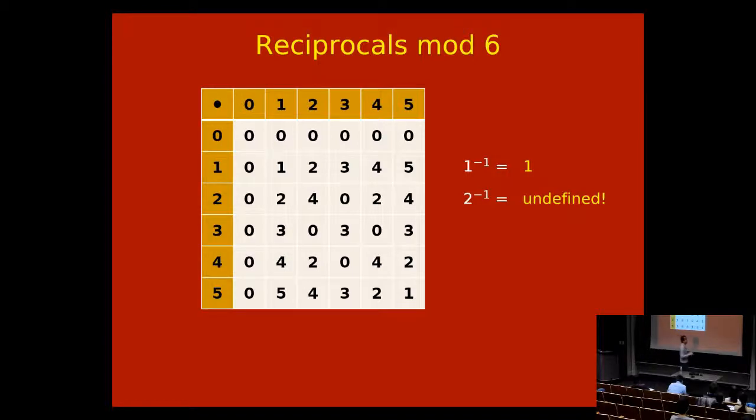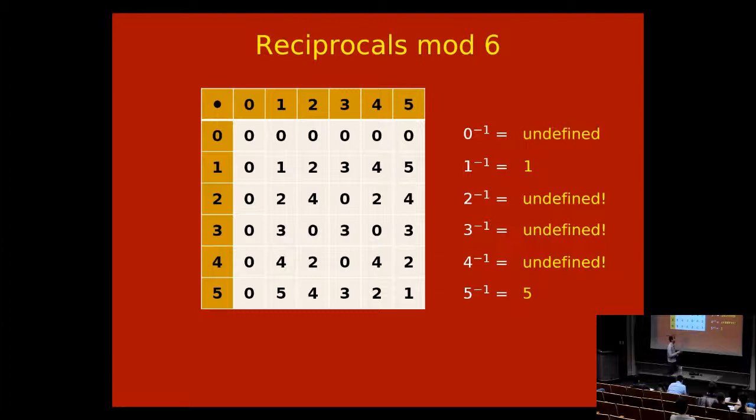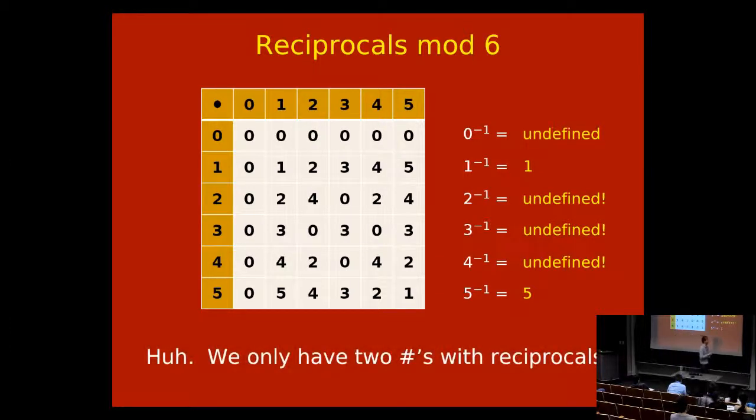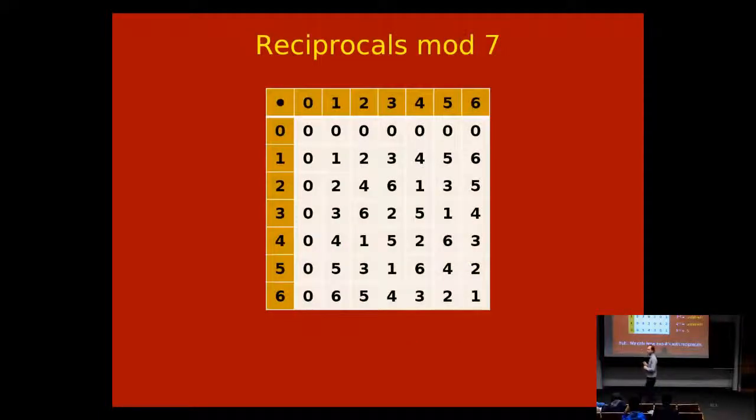Just like you can't divide by 0, you can't divide by 2, mod 6. And you can't divide by 3, and you can't divide by 4, although you can divide by 5. If you do 5 times 5, that's 25, which is 1 mod 6. And 0, of course, is still undefined. That was interesting. We only have 2 numbers that have inverses mod 6. Well, let's keep checking to see what happens.